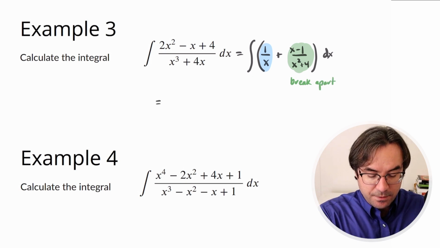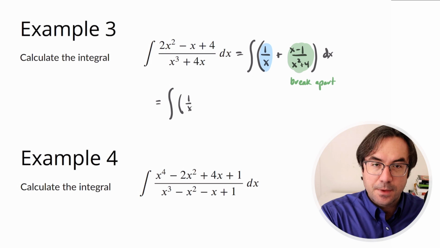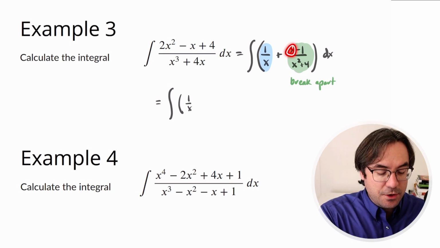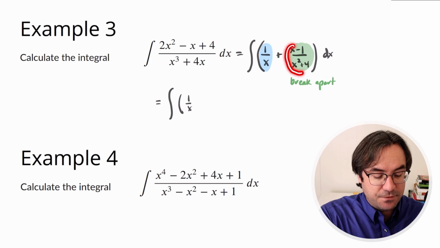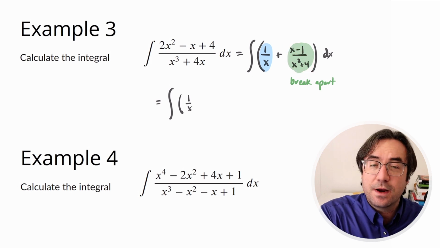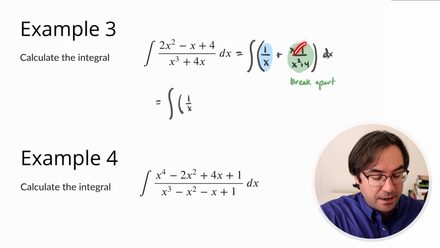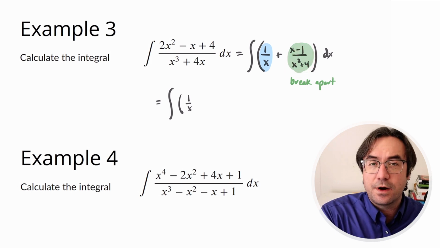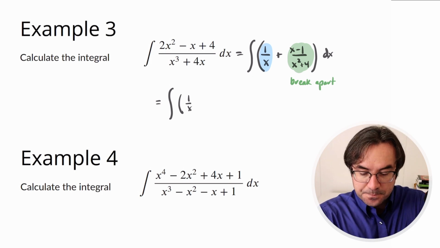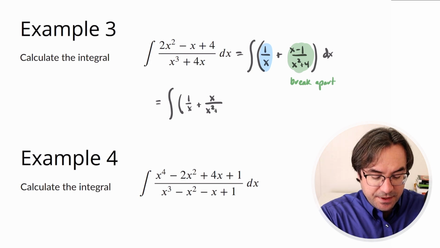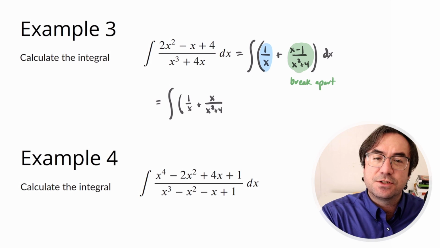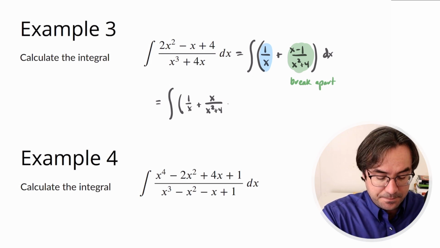So what do we get? Well, we're still going to have that 1 over x. And for this fraction, each term in the numerator, we're going to think of dividing by our denominator. So we're going to get a fraction for just the x over x squared plus 4, and a fraction for just the 1 over x squared plus 4. We have to do this because each of these separate fractions is going to integrate differently.